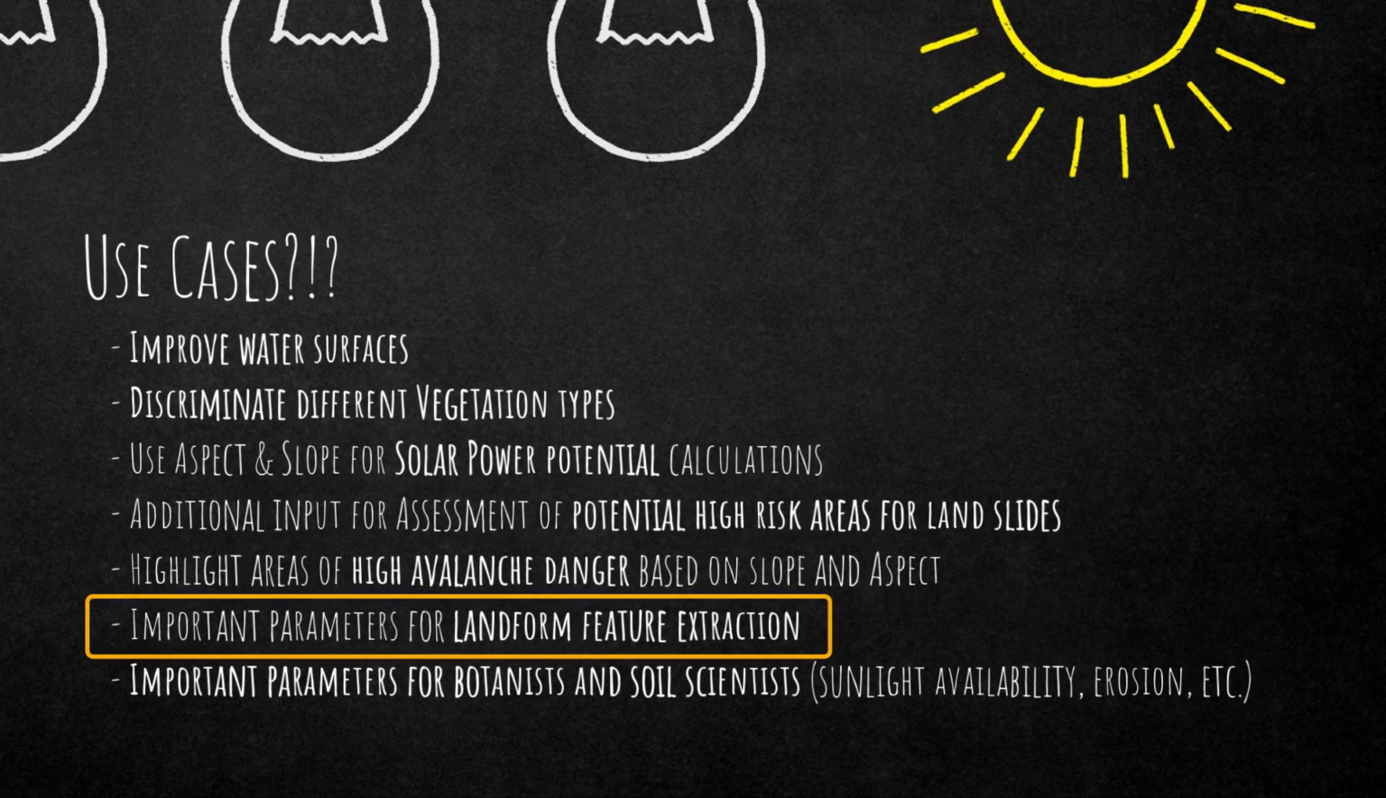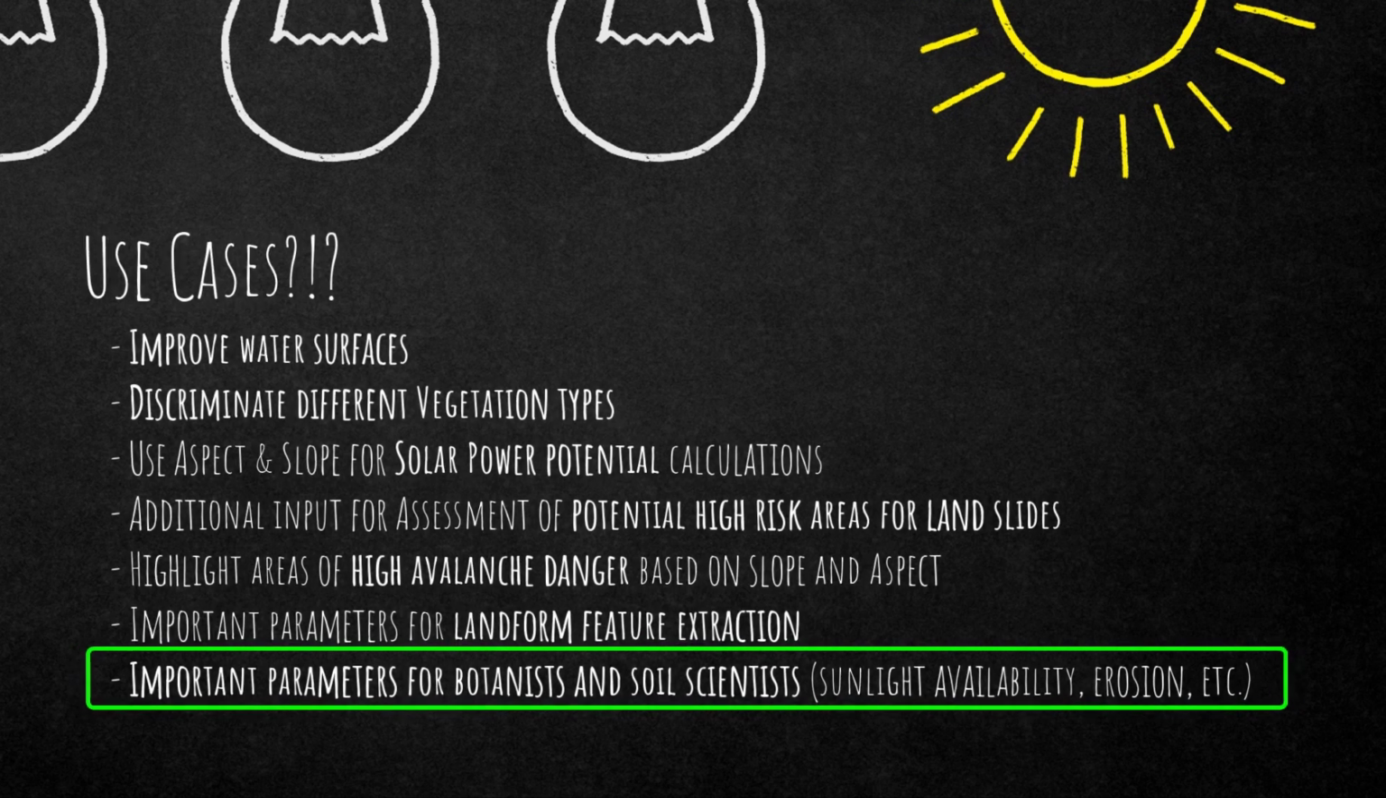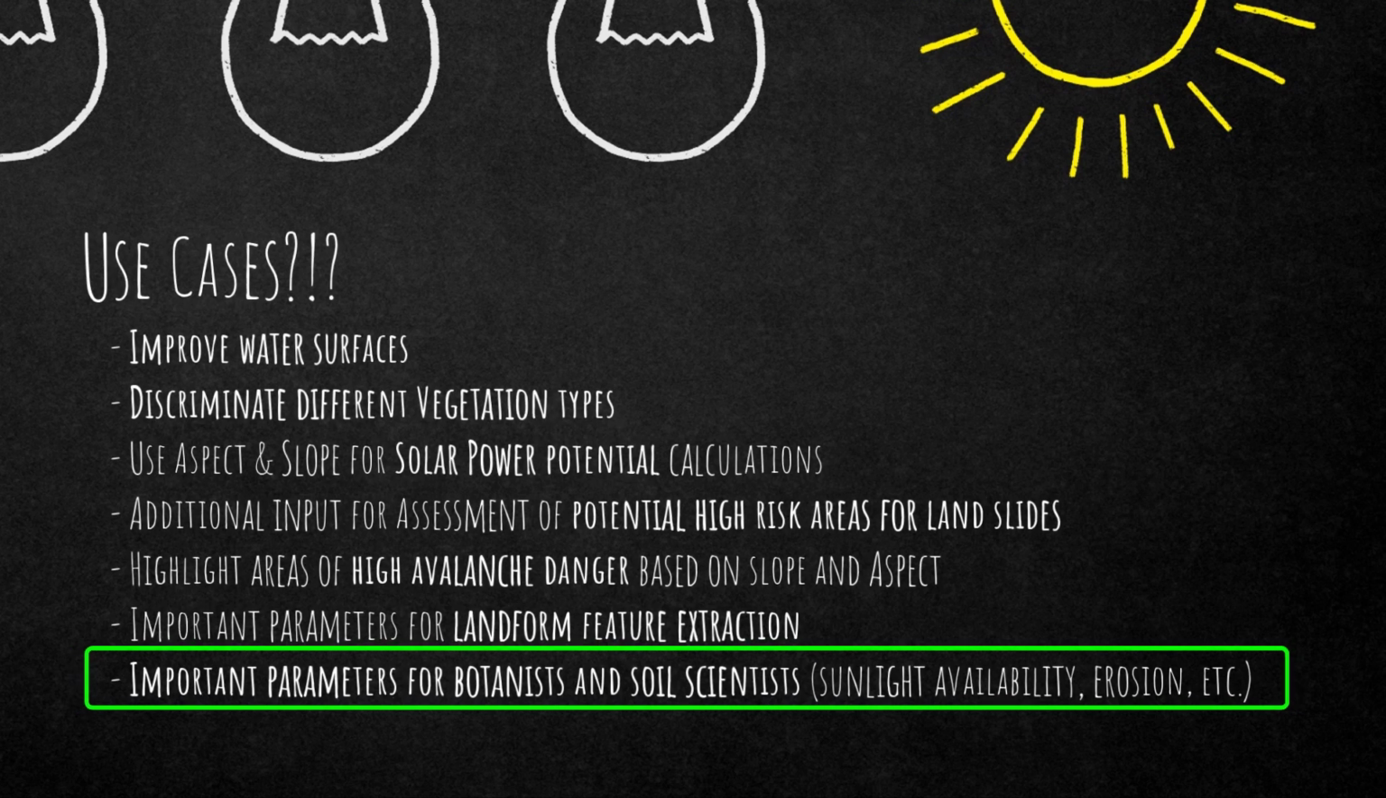Also an important parameter for landform feature extraction, if you want to extract ridges, sinks, and so on. Last but not least, those are also important parameters for botanists and soil scientists, if they're interested in sunlight availability, erosion, and so on. That's just a list that came to my mind after a few minutes of brainstorming, but there are a million other use cases out there, and you probably already have a use case where you can use those. And again, you don't need to compute them outside of eCognition. We have this algorithm, surface calculation, and you can compute them in eCognition in the rule set automatically, easy peasy.